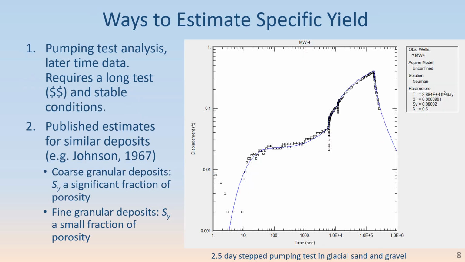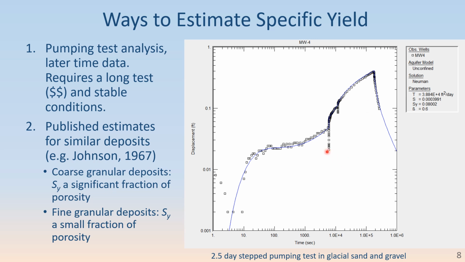Specific yield could be estimated from a pumping test, which requires a longer duration test because the part of the curve that yields estimates of specific yield is the late time part. So here's a pumping test which had 3 steps. This first one, and then the discharge was bumped up again, and then bumped up a third time.